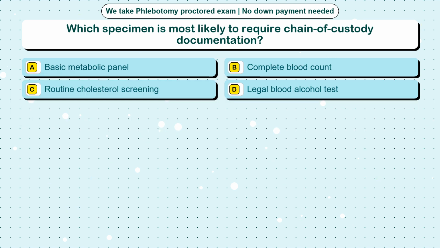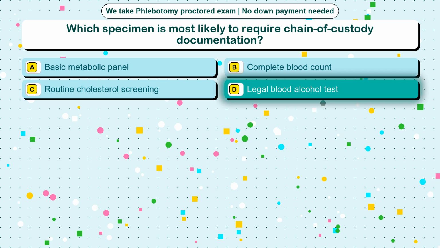Question 84. Which specimen is most likely to require chain of custody documentation? Option A, basic metabolic panel. Option B, complete blood count. Option C, routine cholesterol screening. Option D, legal blood alcohol test. The correct answer is option D, legal blood alcohol test.